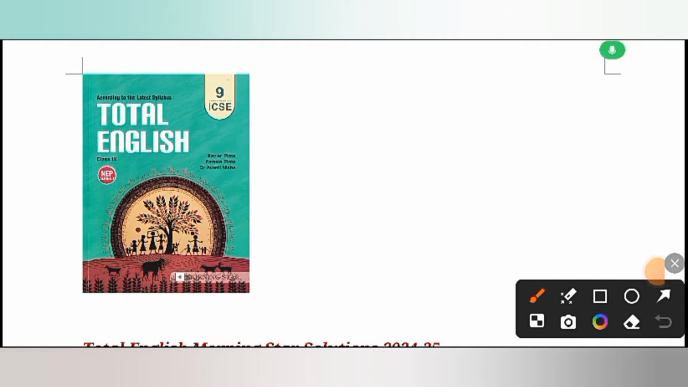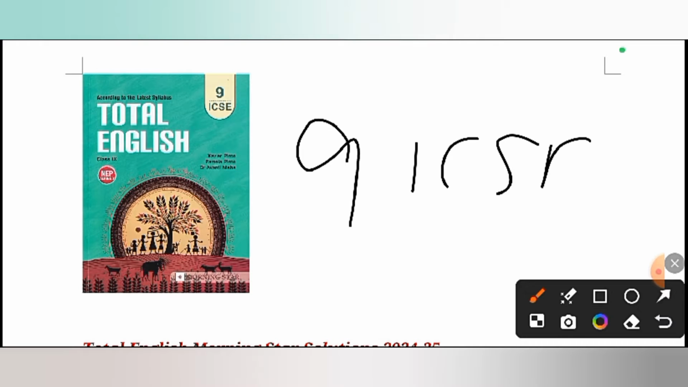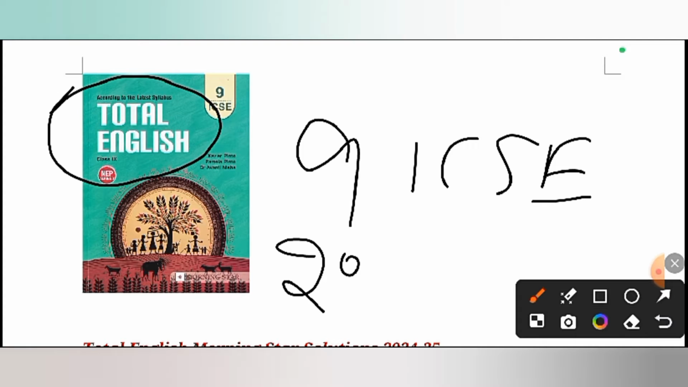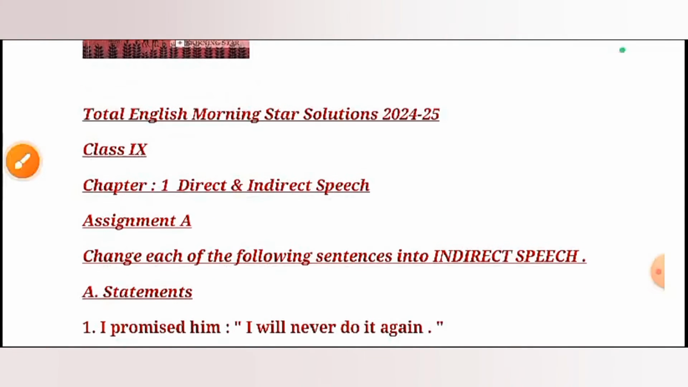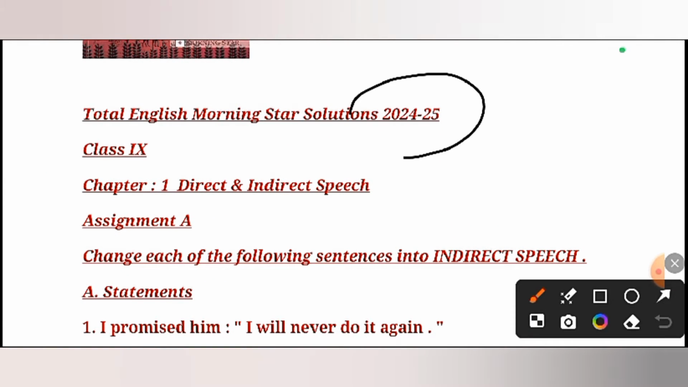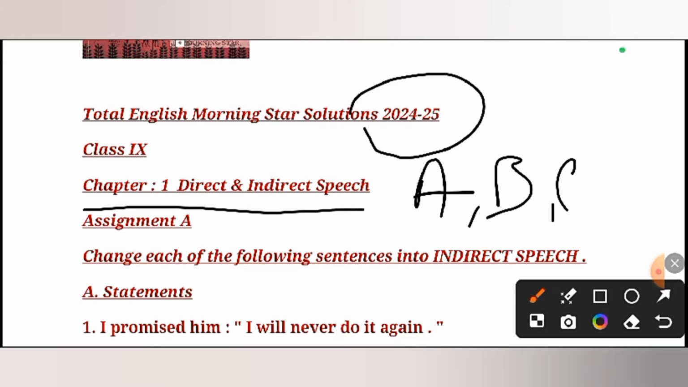Hello viewers, in this class today we shall be looking at the class 9th ICSE book, Total English, for the session 2024 to 25. As I have written, this is for the year 2024 to 25, class 9th, chapter number 1, direct and indirect speech. There are 4 assignments given in this chapter. So assignments A, B, C and D we shall be discussing here in this class.